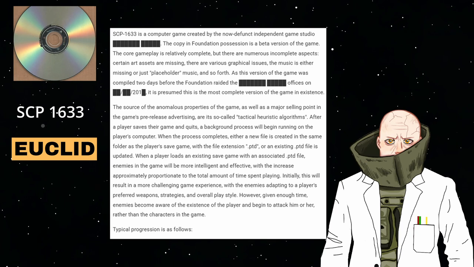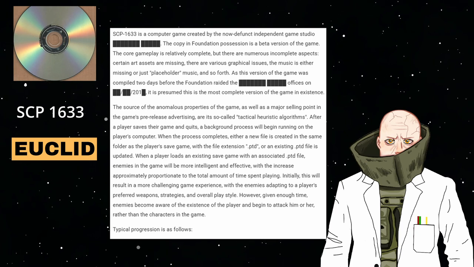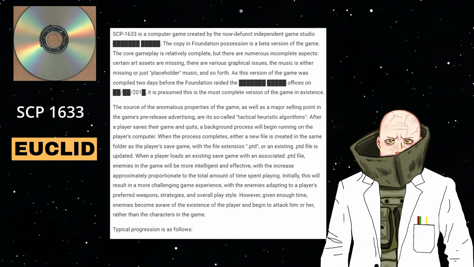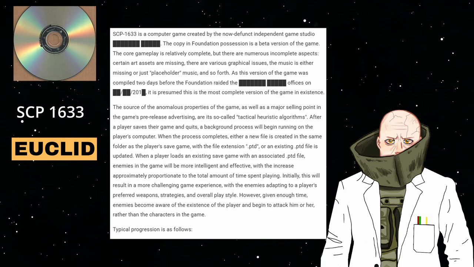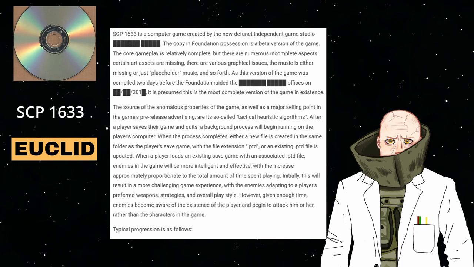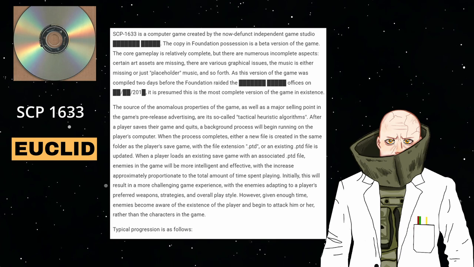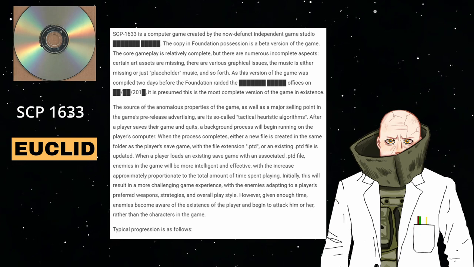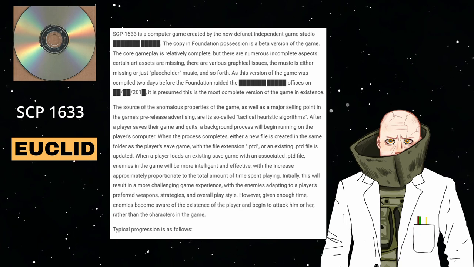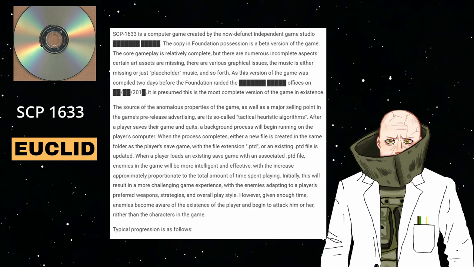SCP-1633 is a computer game created by the now defunct independent game studio Redacted. The copy in Foundation possession is a beta version of the game. The core gameplay is relatively complete, but there are numerous incomplete aspects. Certain art assets are missing, and there are various graphical issues. The music is either missing or just placeholder music, and so forth.